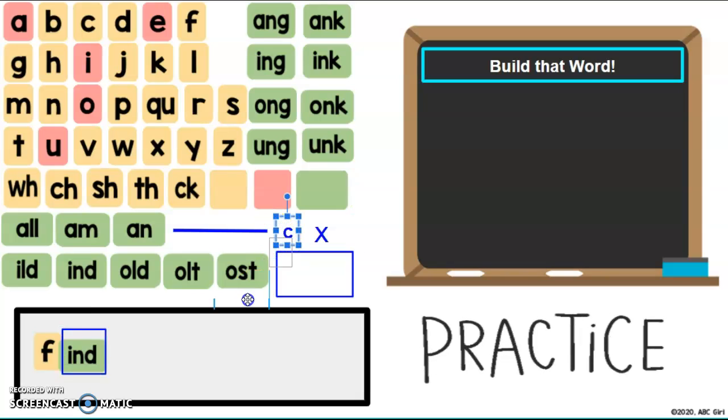So I'm going to take my C, I'm going to mark it underneath my IND, and since it's an exception, I'm going to go ahead and put my X over the C. Okay, so this is our closed syllable exception with the IND find.